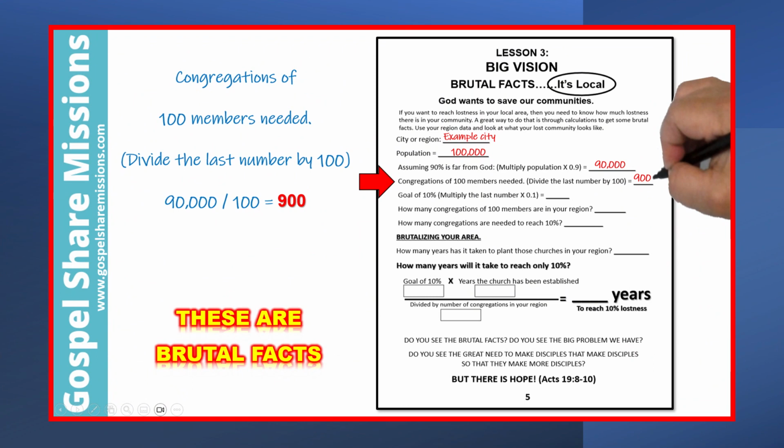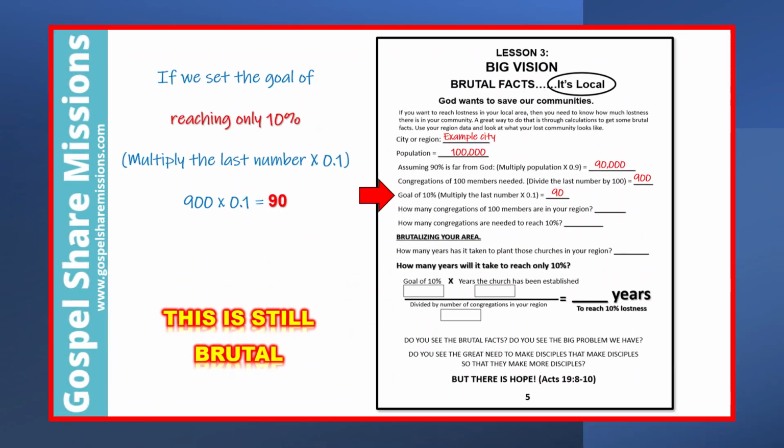How many congregations of 100 members are needed to reach those 90,000? Divide the last number by 100. This is 90,000 divided by 100, this equals 900. 900 congregations needed. These are brutal facts. Now, what if we set the goal of reaching only 10%? Multiply 900 times 0.1 equals 90. Write down 90. These are 90 congregations needed to reach only 10%.